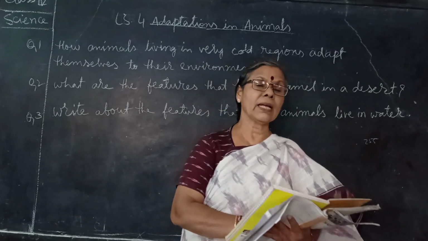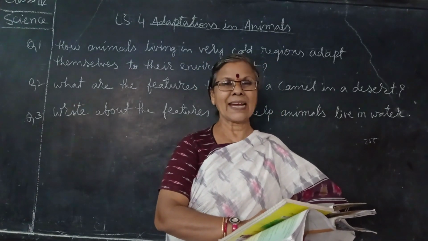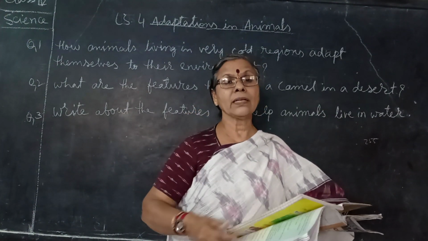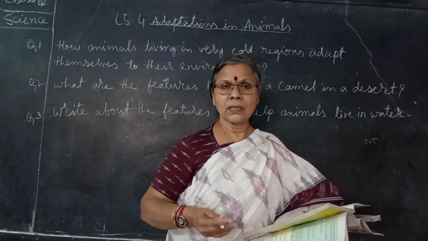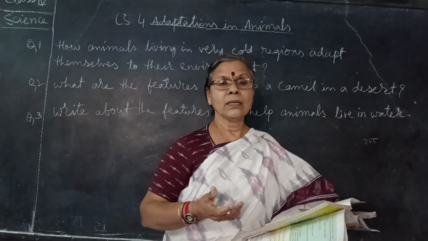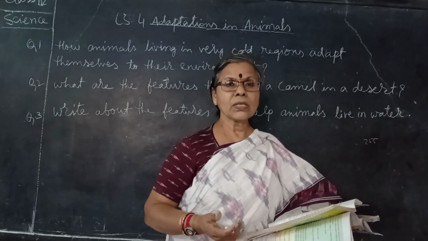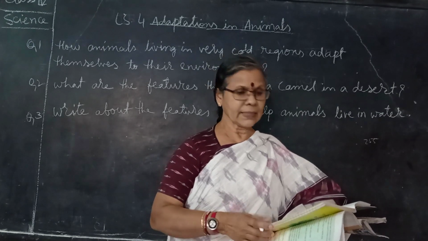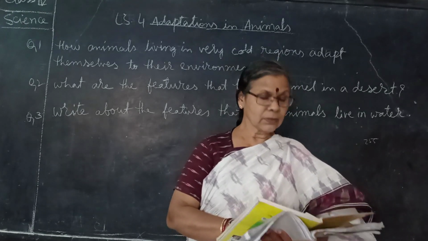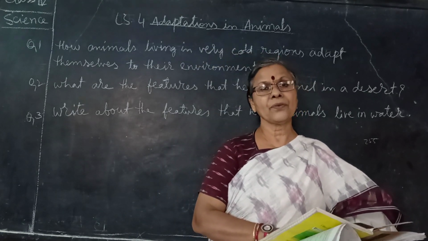Even the long eyelashes help the camel in a sandstorm. It can close them. The eyelashes are long and the body is also away from the ground level. Long legs and the body is high above the ground level. Why? Because the ground heat will not affect the camel. That is why the legs are long and the body is away from the ground level.